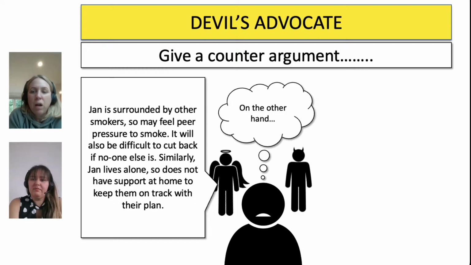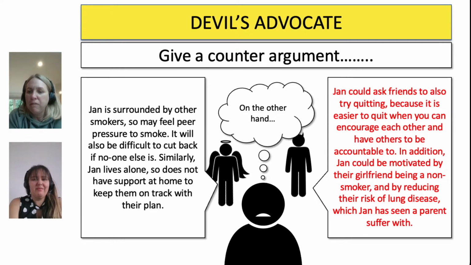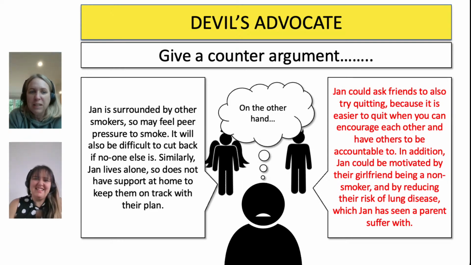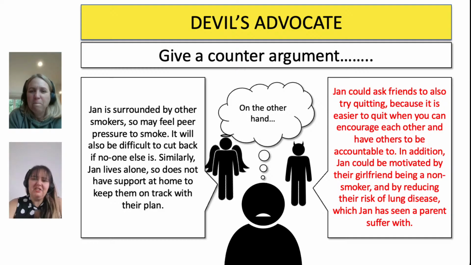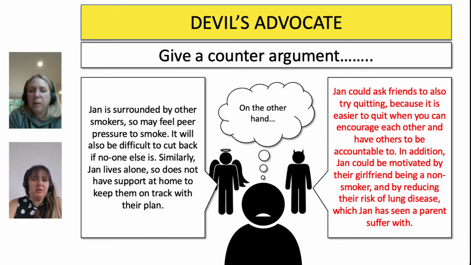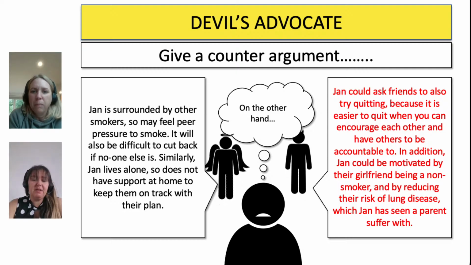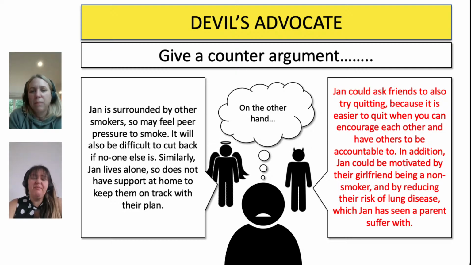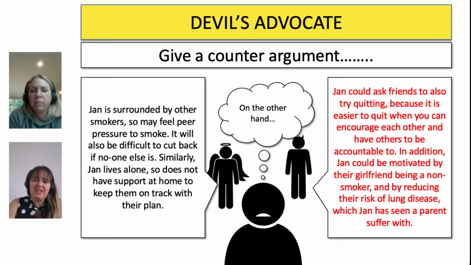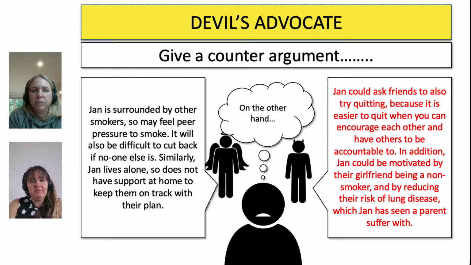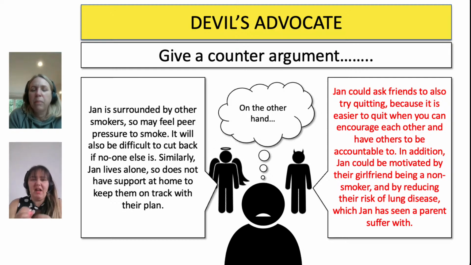Yeah. So let's have a look at our argument. Otherwise, I think we'll be here all evening reading these excellent responses. So we said Jan could ask friends to also try quitting because it is easier to quit when you can encourage each other and have others to be accountable to. In addition, Jan could be motivated by their girlfriend being a non-smoker and by reducing their risk of lung disease, which Jan has seen a parent suffer with. Excellent. So you're linking in that fact about the parent as well.